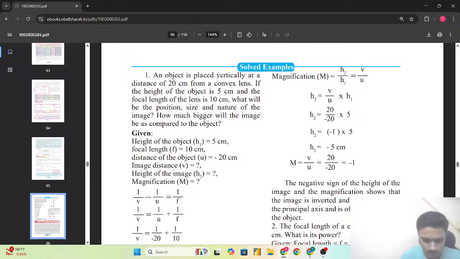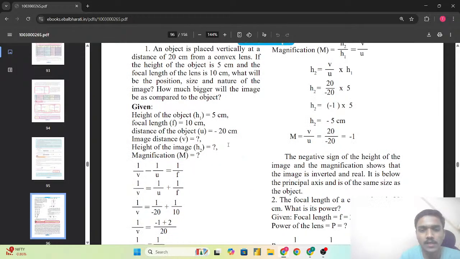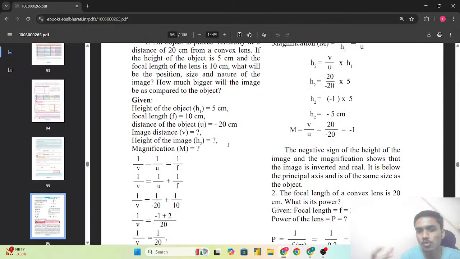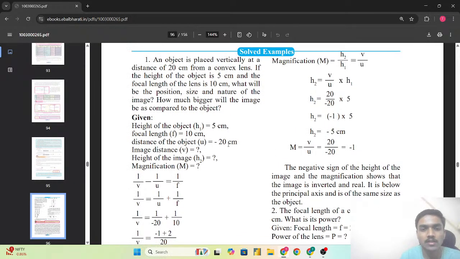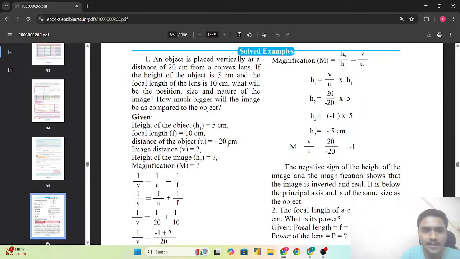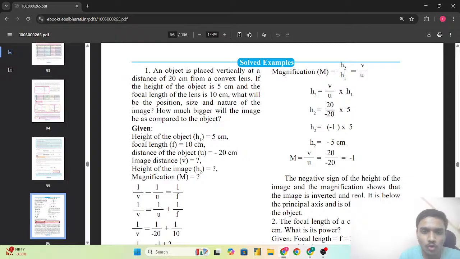And here we also have to make a comparison between the size of the object and the size of the image obtained, so what is the difference, what we can conclude on the basis of the image height. So here the height of the object, h1, is given as 5 centimeter. Then the focal length f equals 10 centimeter.